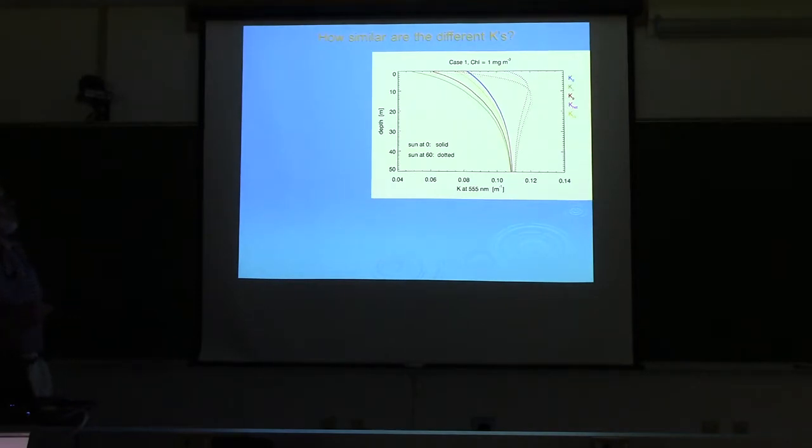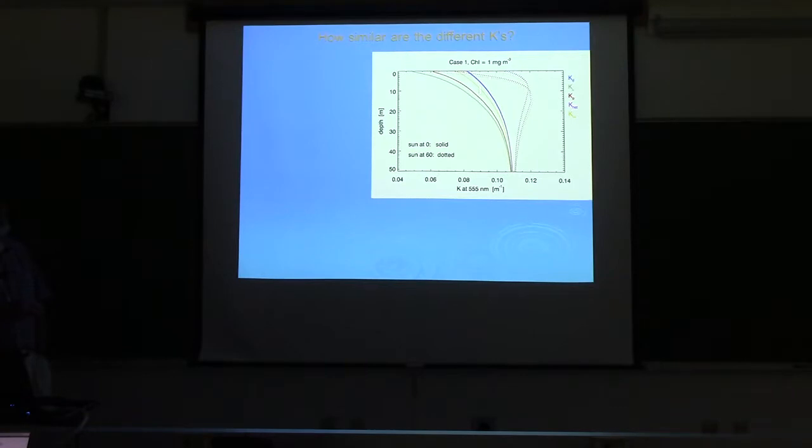Okay, so here's just a plot for some different Ks. Once again, this is the case 1 water, chlorophyll of 1. I put the sun at 0 with the solid curves, and the sun at 60 with the dotted curves. The different colors are KD, KU, K0, KLU, etc. There's a good bit of variability there. Over here we're maybe at 0.7 or 0.6, but out here we're at 0.12. So there's quite a bit of variability there.